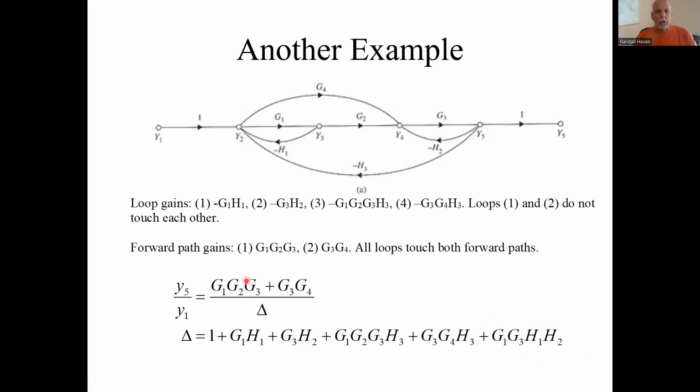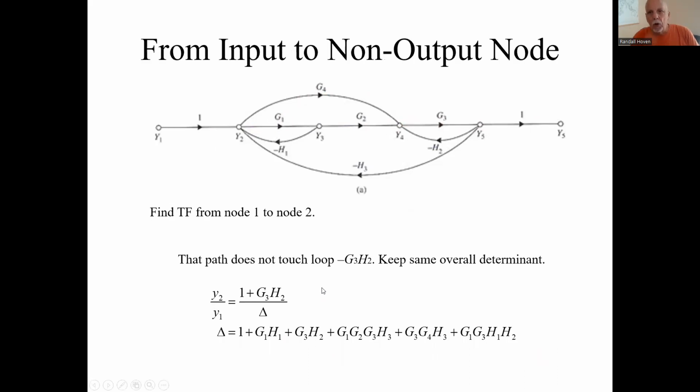And what's in the numerator? Both paths touched all loops. So the deltas are 1, so all it is is the sum of the 2 individual path gains. G1, G2, G3, and then G4, G3. That's that guy.